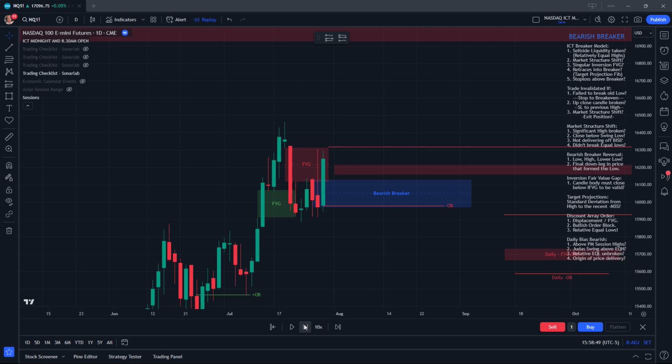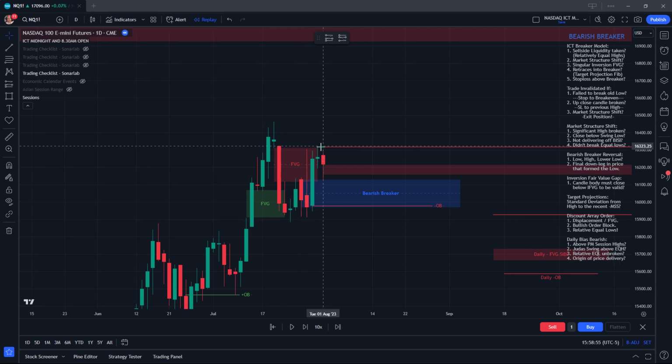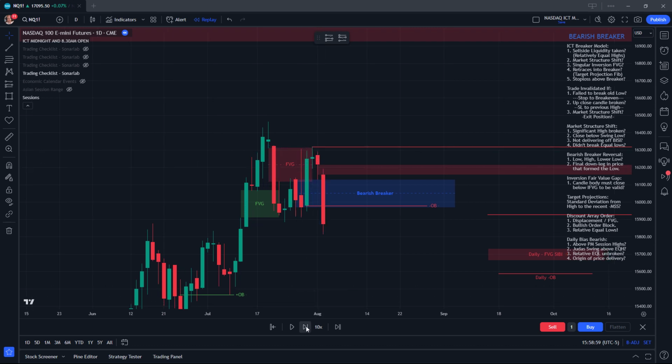No breaker yet. We get a low, then a high. It trades into that SIBI. Then we get a volume imbalance. We get a strong candle that goes through there, and at this point we now have a low, a high, and a lower low.